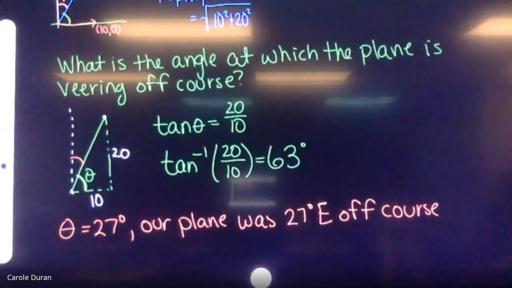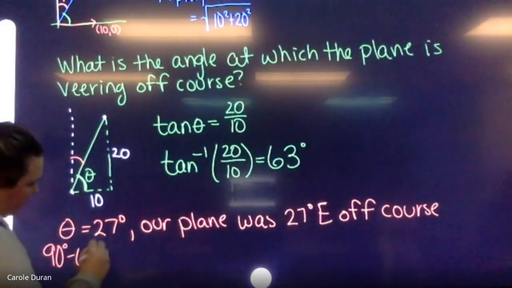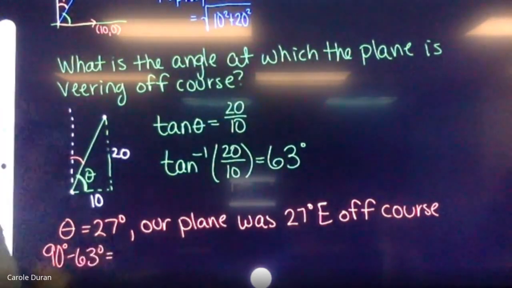Does that make sense? How did you guys get 63? So we did 90 minus 63 to get the 27 here. 20 divided by 10, round to the nearest whole number. I get 1.1. You're in radian mode, you need to be in degree mode. That's your problem. Get that fixed now.